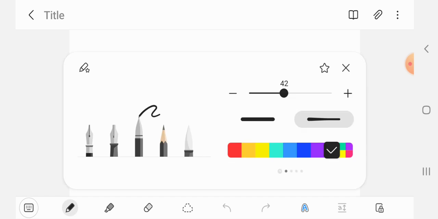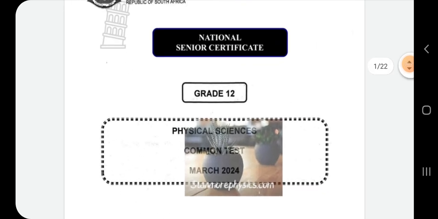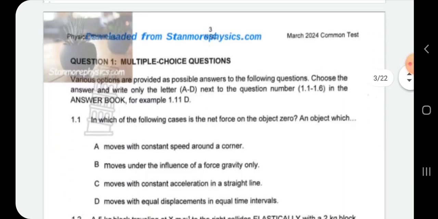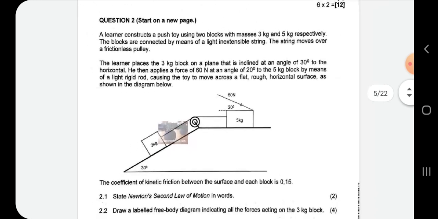So in today's video I will be answering a question paper from the 2024 March question paper that was written in KwaZulu-Natal. So this is the paper. As you know, I will be answering a question with regards to vertical projectile, but they mix it with Newton's law from grade 11. So that is the question that we will be answering for today.